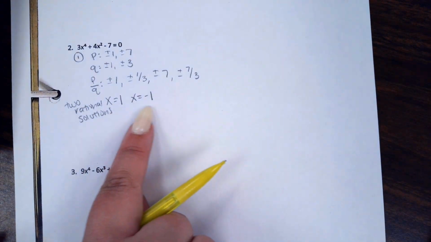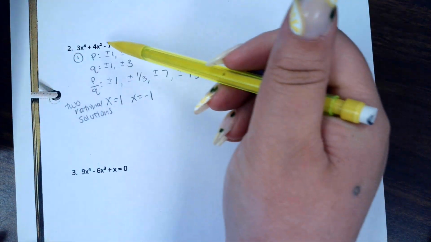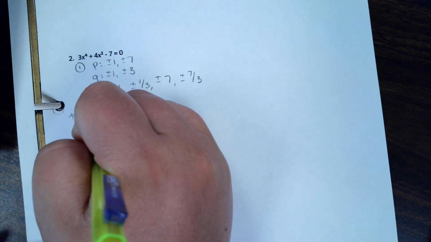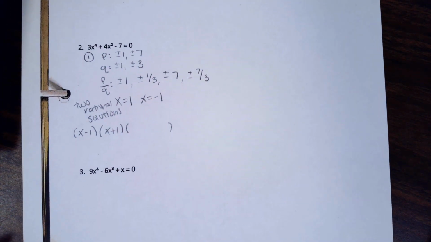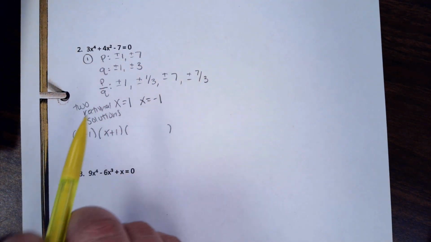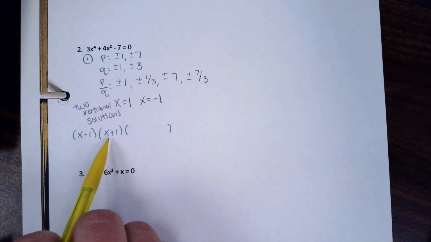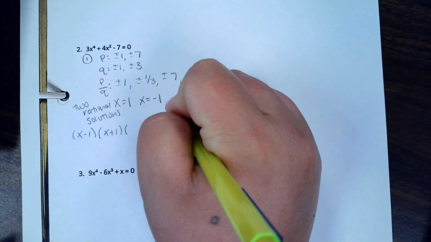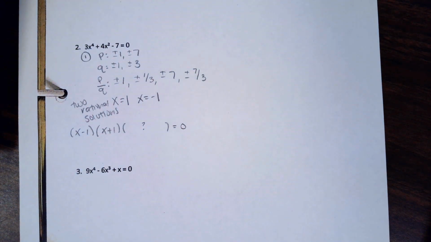Now remember, because these are rational solutions, if we were able to factor our original equation, it would factor into x minus 1, x plus 1, and then it would leave us with another polynomial. Because the solution to x minus 1 equals 0 is 1. The solution to x plus 1 equals 0 is negative 1. So we need to figure out what that other factor is, so we can set it equal to 0 and then either factor or use the quadratic formula.